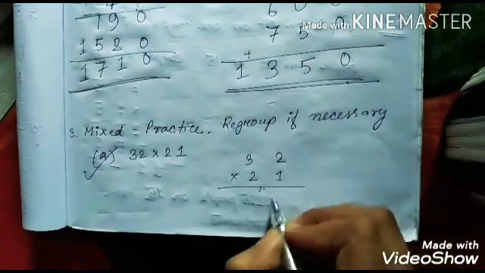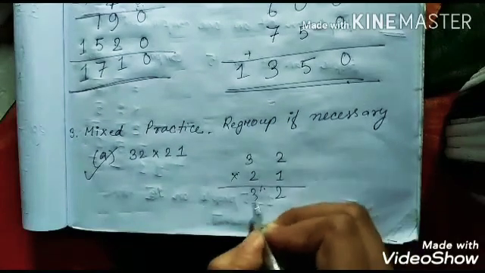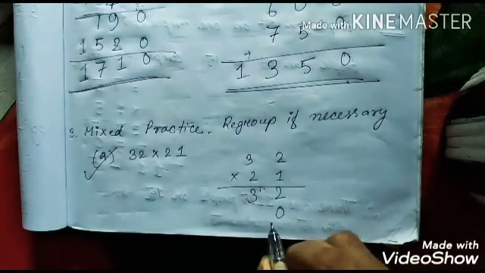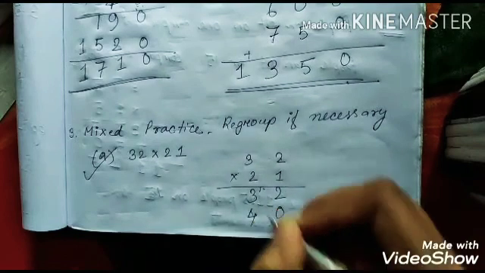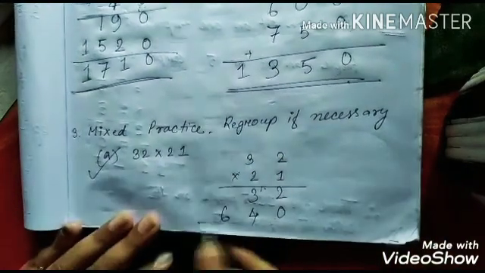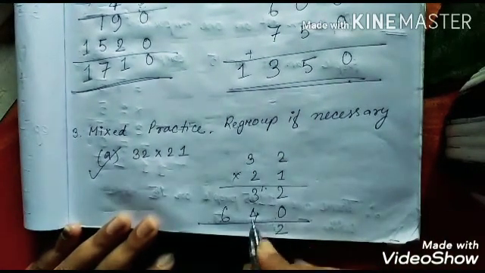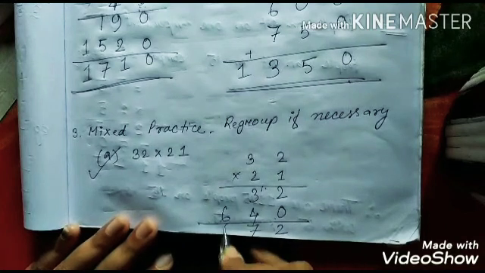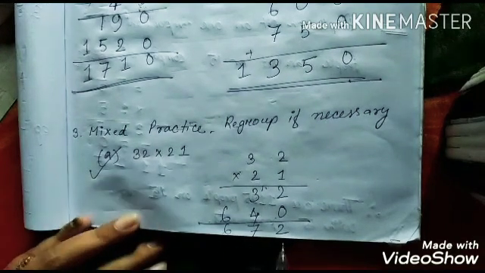So 1 2 ja 2 and 1 3 ja 3. Then the 1's place is done, so I have to put 0. Now 2 2 ja 4 and 3 2 ja 6. So I have to do the sum. So here 2, 4 plus 3 will be 7, and here 6. So yeah, that is your answer.